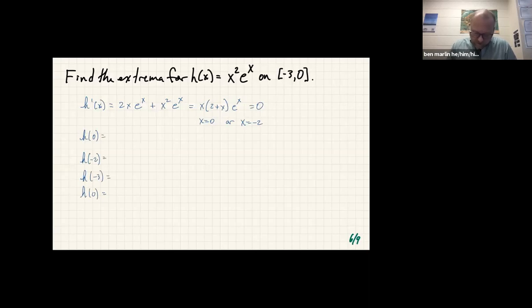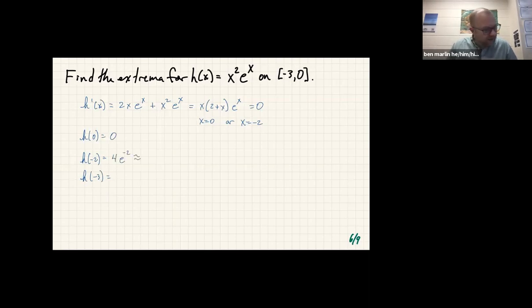Oh, ha! I'd already listed h of 0, hadn't I? So no need to do it twice. h of 0 will plug back in and just get 0. h of negative 2 will plug back in and get 4e to the minus 2.